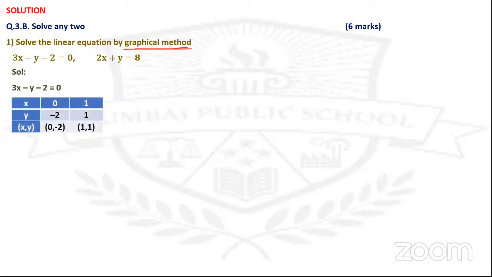So again, 3x minus 5 minus 2 equals 0. Understand? So we'll prepare the table. The table will consider x, y, x comma y. Assume the simple values 0, 1. Once you substitute x as 0, the value of y is minus 2. And once you substitute x as 1, you'll get y equals 1.